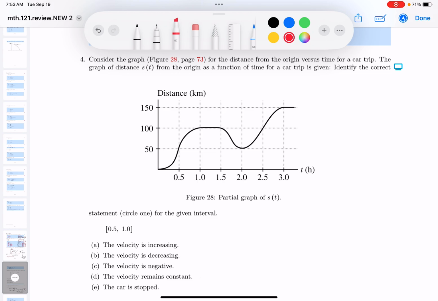So I'm looking at it, and now I'm seeing an interval between 0.5 and 1. I want to point out what I mean by that. I'm actually seeing this region of the curve over here, between 0.5 and 1. So they're asking about velocity.